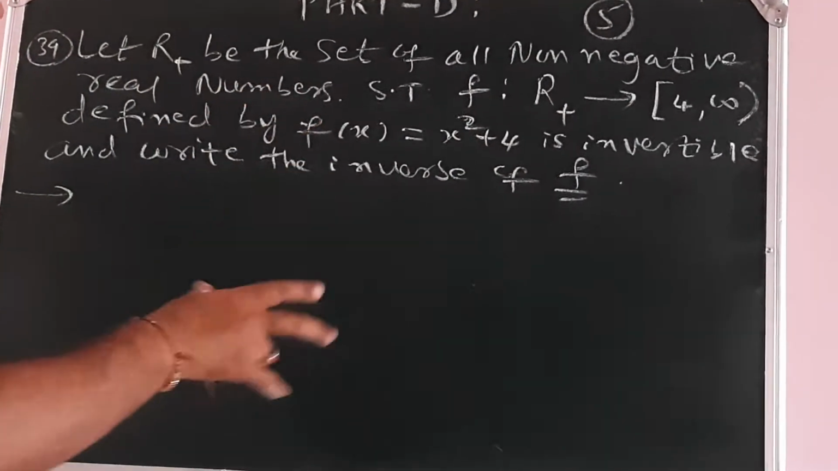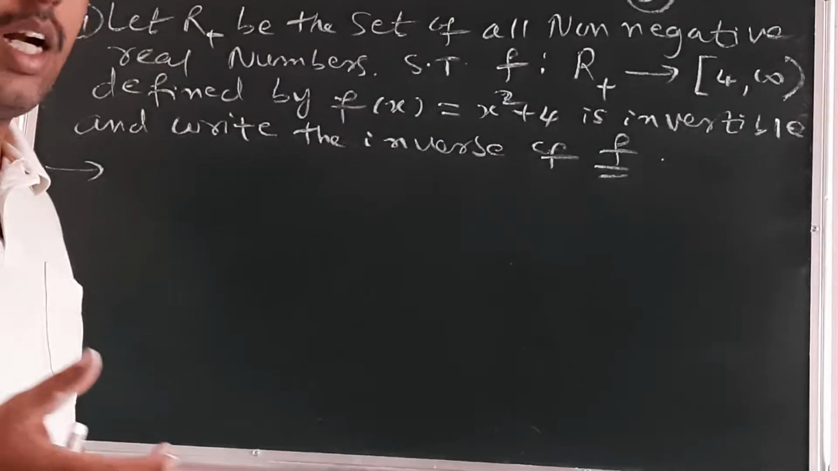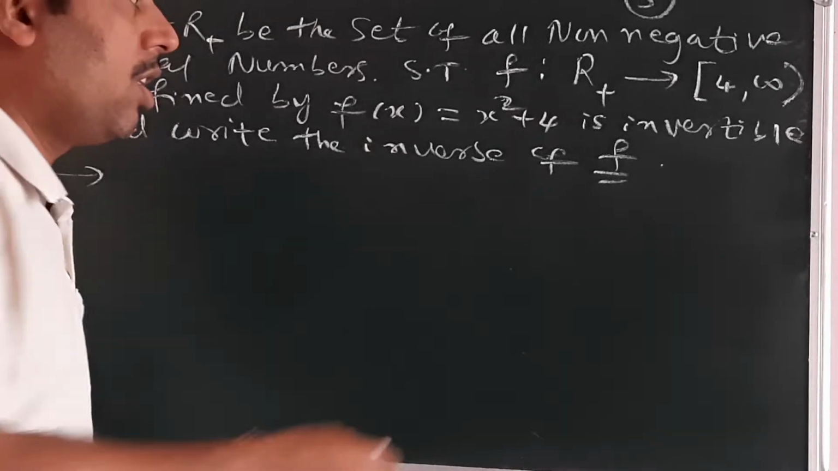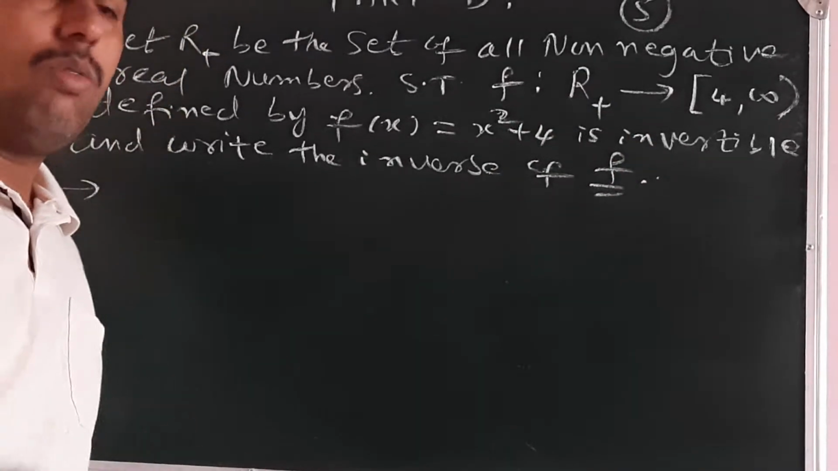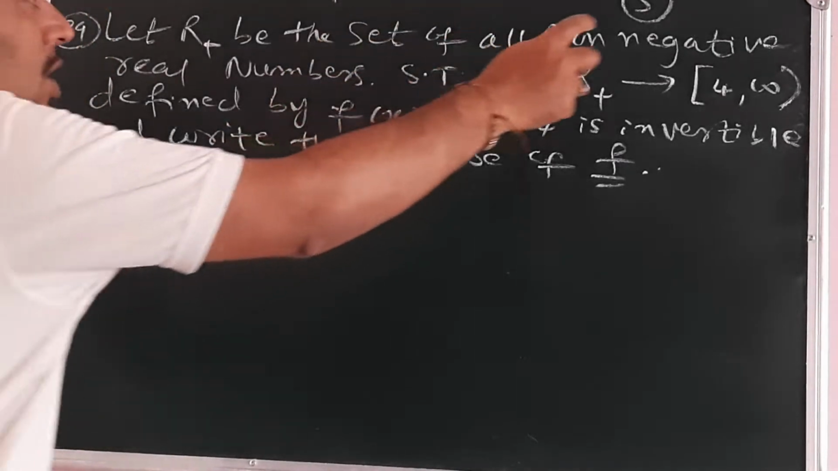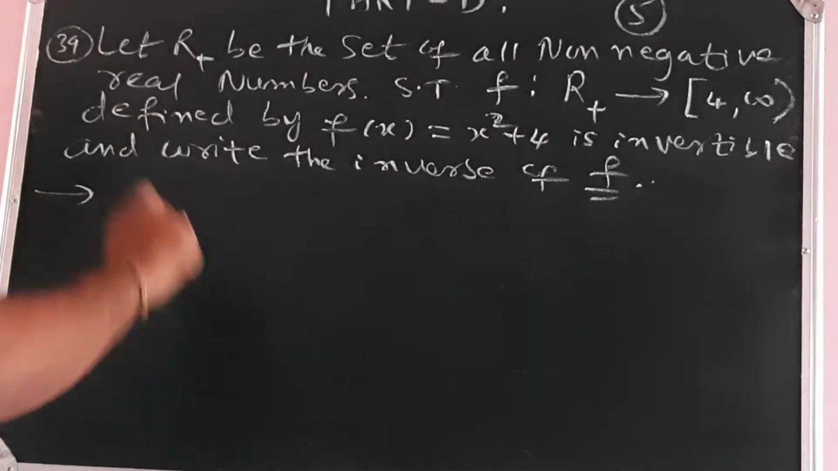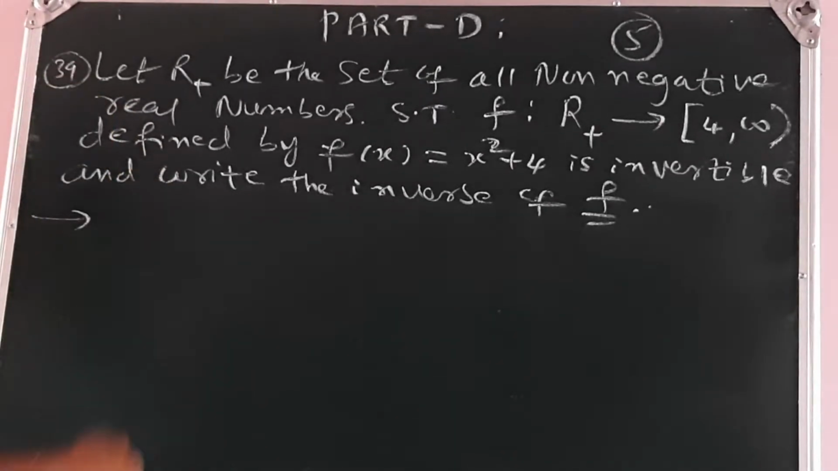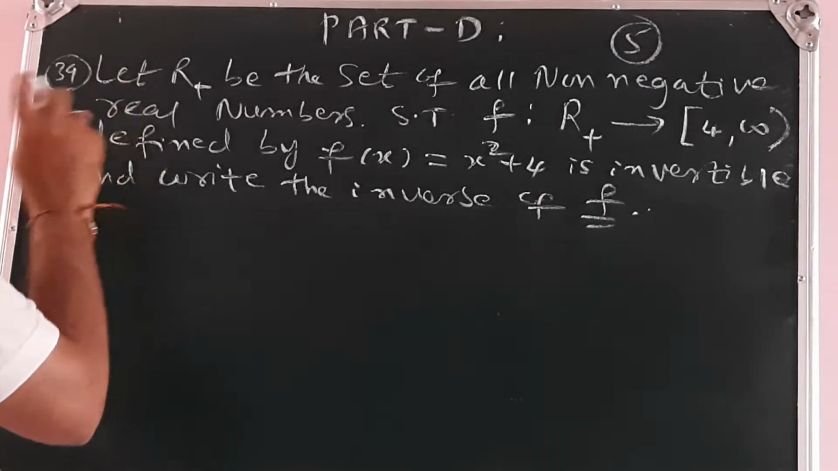So, these problems have been worked out in my previous classes. So, let us take this as revision once again. I am going to solve some of the question paper problems. See, part D. I have given the number as 39th. So, this was the question number mentioned in that paper. Okay, let us read the question.